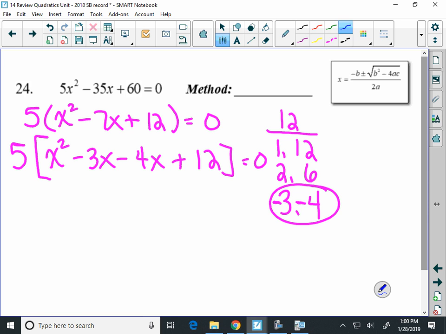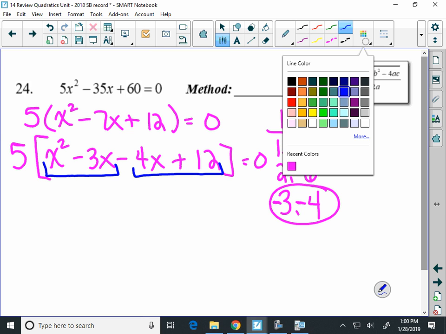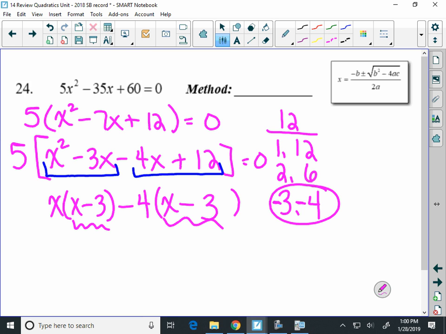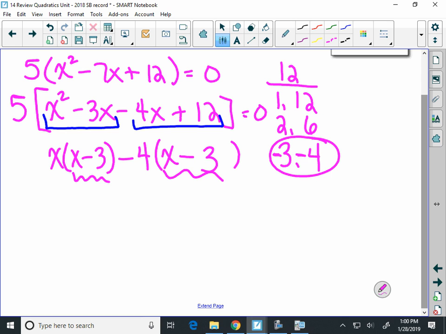And let's group. In one group, our greatest common factor in the first group is x, and we're left with x minus 3. Watch out there because that's a minus. The greatest common factor in the second group is the 4. When we figure out what goes in this parentheses, negative 4x divided by negative 4 is positive x. Positive 12 divided by negative 4 is negative 3. And when we finish factoring here, we've got x minus 3 and x minus 4.